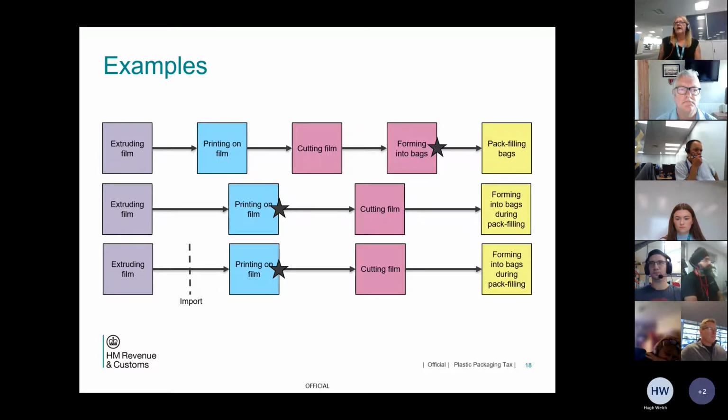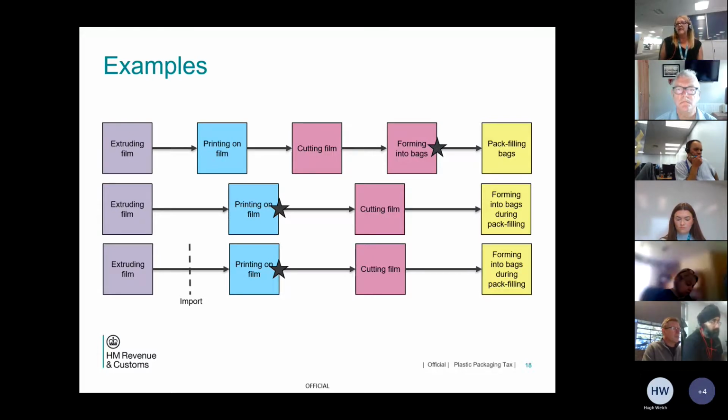The second one is similar, but here the project is finished because it's been printed on here. So that is the last substantial modification, because the other people are cutting it and somebody else is forming it into bags during pack filling, which we said before doesn't count, so to speak. And then again, a similar example here, something's imported like a film. They don't need to, if it's not finished, because they know they're going to print on it, the printing bit is where the product is finished. So that is where the tax point lies. I hope those make sense.